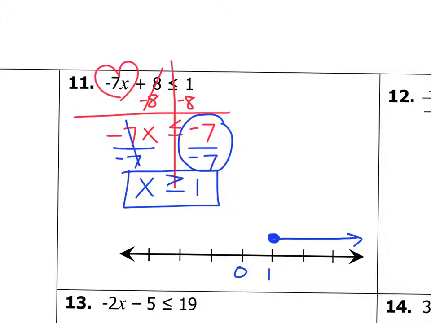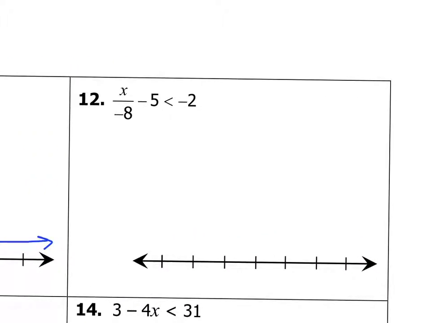Okay. Look at number 12. If I draw my heart, do you see a negative inside of the heart? Yes. So that means I'm going to have to flip my sign eventually. So I'm going to draw my line. How do I get rid of that minus 5? Plus 5.